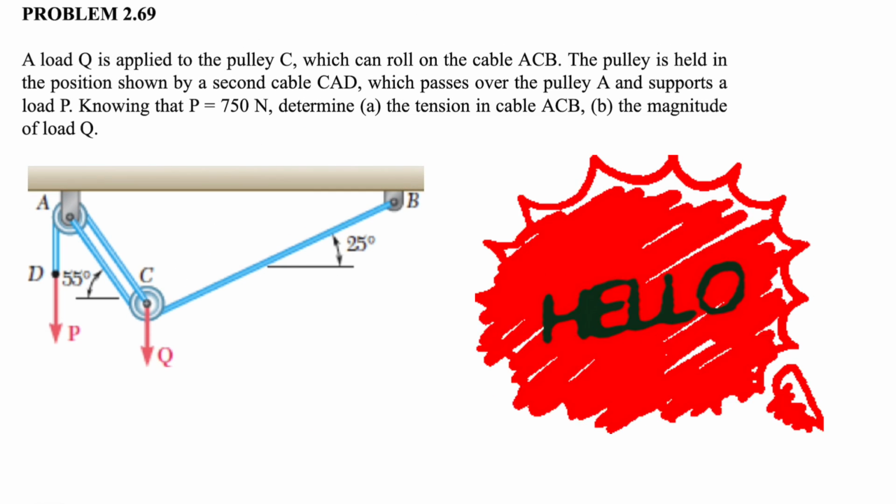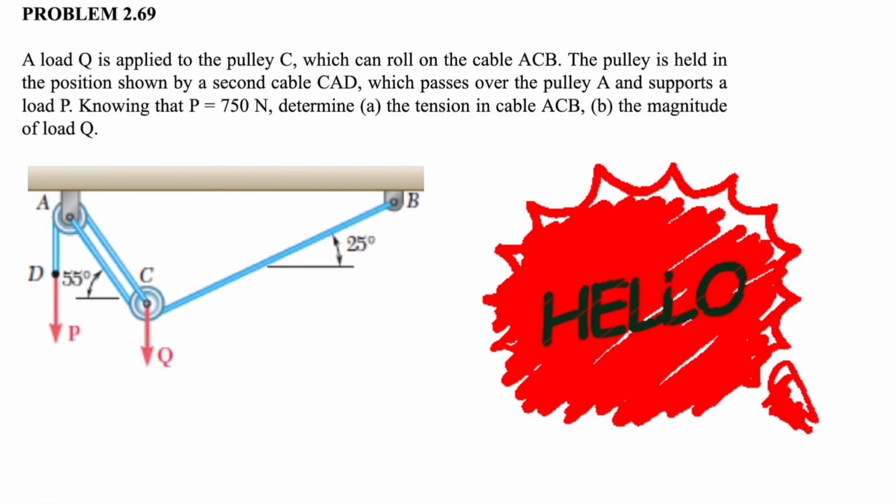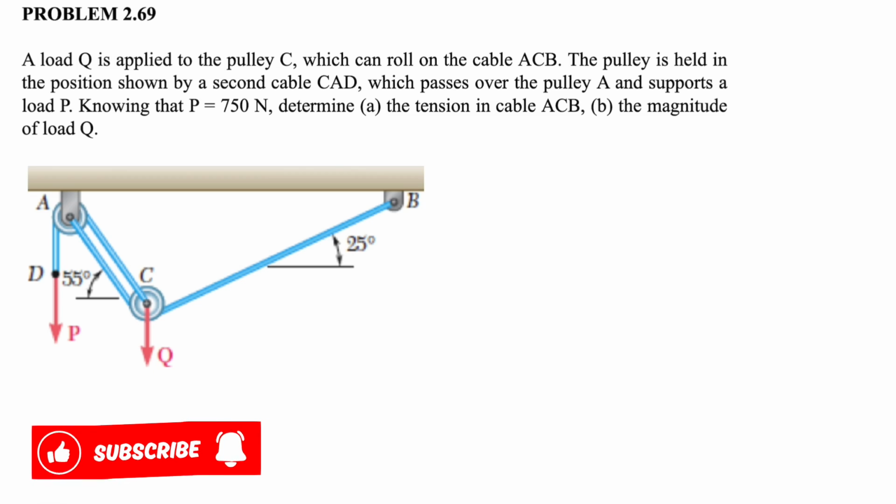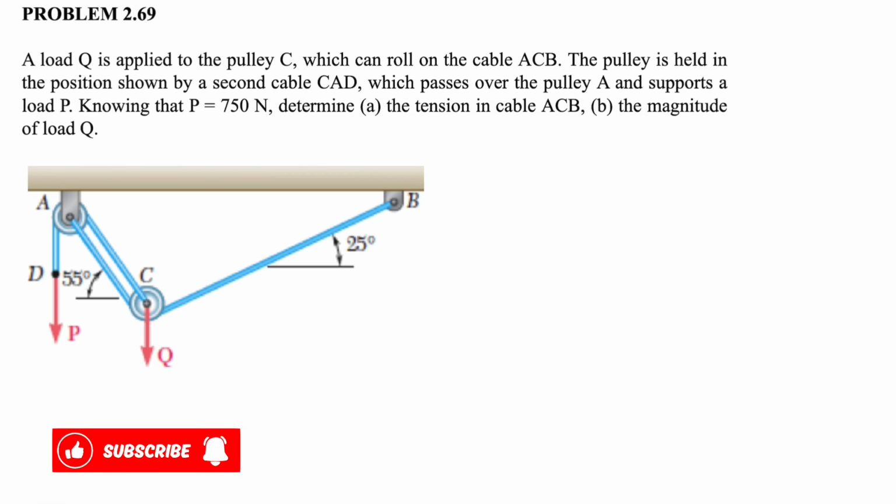Okay, welcome back, guys. In today's question, we have another equilibrium question in 2D, and we have a load Q that is applied to the pulley C, which can roll freely in the cable ACB. The pulley is held at the position shown by the second cable CAD, which passes over the pulley A and supports the load P. We know that P is 750 Newton, and we need to determine, in part A, the tension in the cable ACB, and in part B, the magnitude of the load Q.